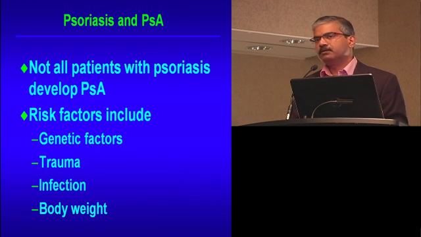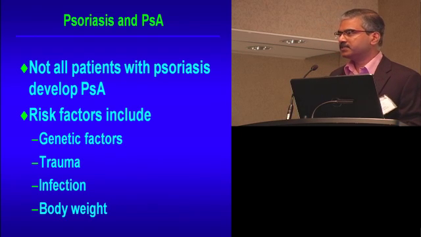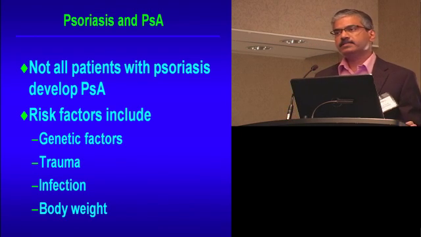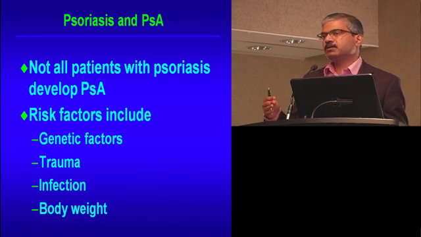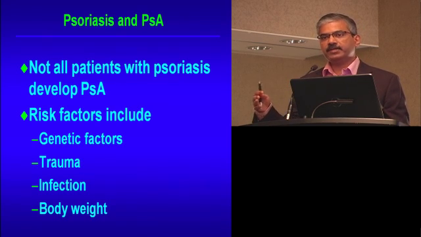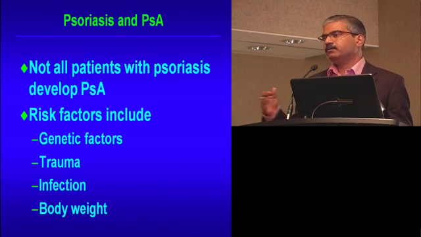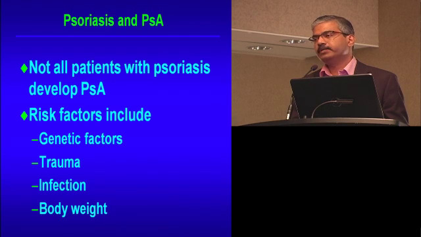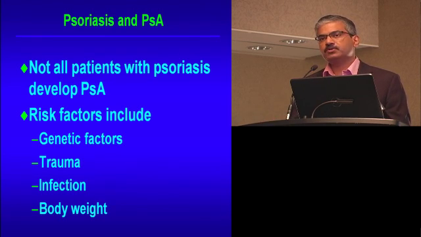So, does everybody with psoriasis get psoriatic arthritis? No. Are there risk factors that increase one's risk of getting psoriasis and then psoriatic arthritis? So psoriasis is, again, has got a strong genetic component. It has some environmental influences. Smoking increases the risk of getting psoriasis. Obesity is a risk factor for psoriasis. Now, once you have psoriasis, what are the risk factors of getting psoriatic arthritis?